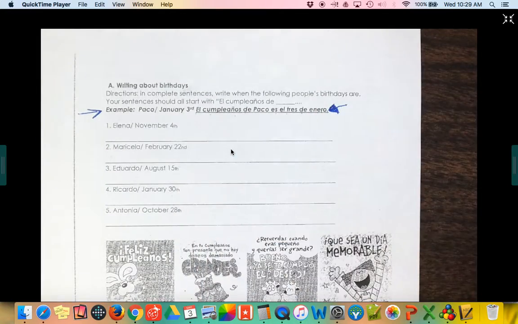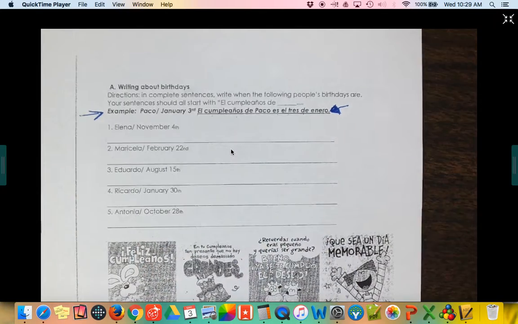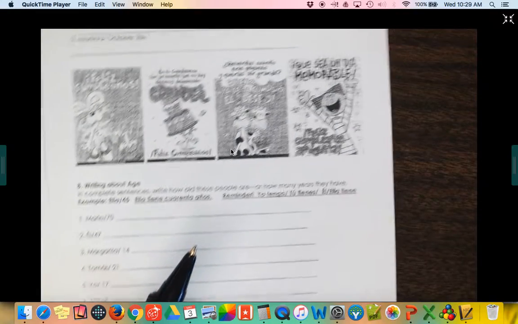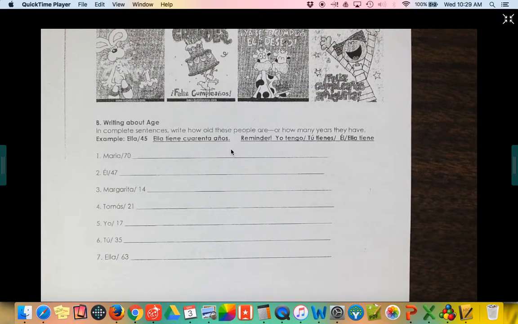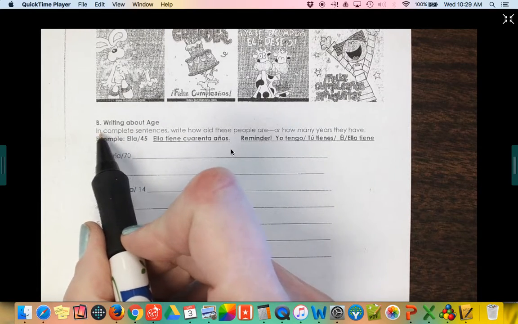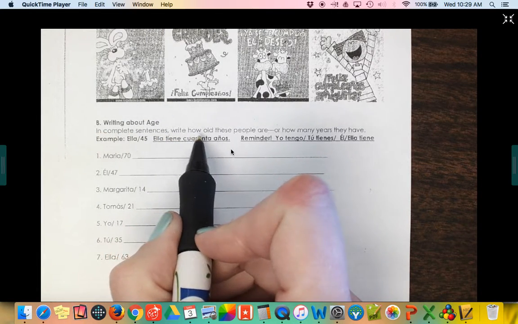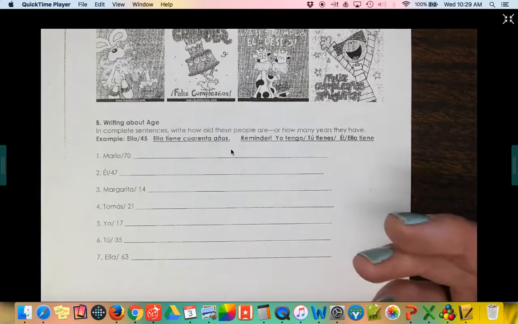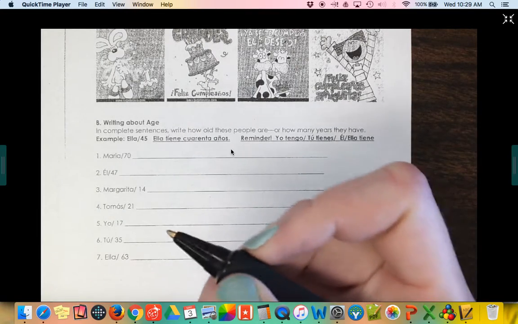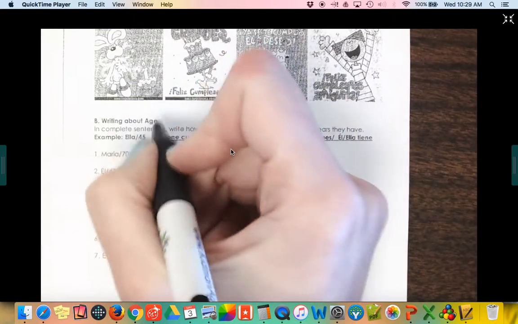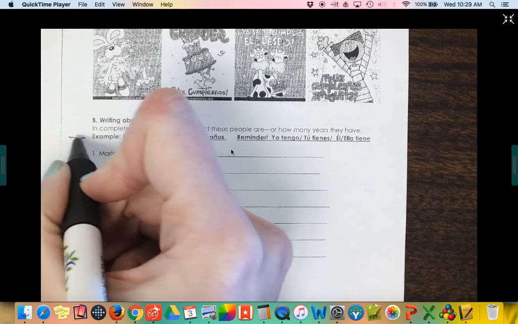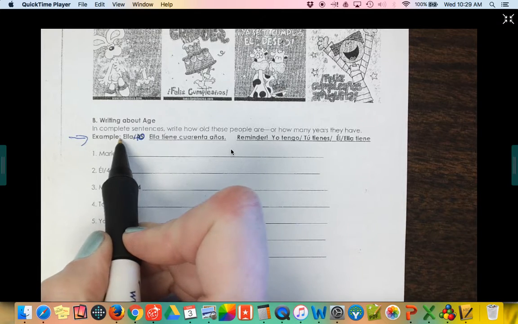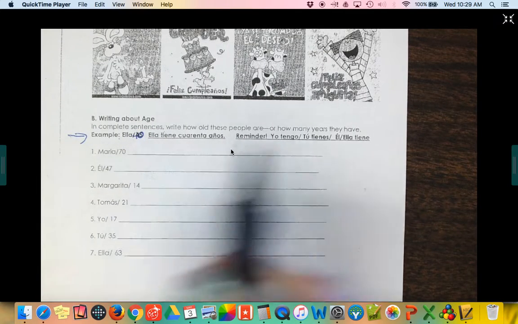But again, always look at the example so you're not missing things. You need this day. And then this section's not that hard. It's just that there's things you need to keep in mind. So the bottom section, it says incomplete sentences write how old these people are or how many years they have. So like, remember in Spanish you own your age? So this should actually be 40, not 45. So our example for this one is ella, and she's 40.